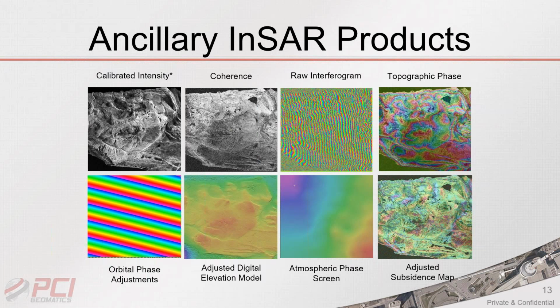Moving on, coherence layers provide an overview of the quality of your product. Interferograms are very sensitive to baseline and drift, and the topographic phase can account for flat earth or viewing geometry of sensors. On the bottom row, just an example of orbital phase adjustments which account for baseline drift. We've got adjusted digital terrain models, and using stable targets, we can also account for atmospheric phase and random offsets, which accounts for some of the noise in general. So we've got quite a deep level of analysis and products that we can create.